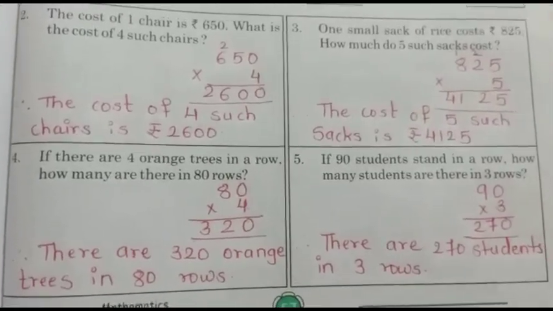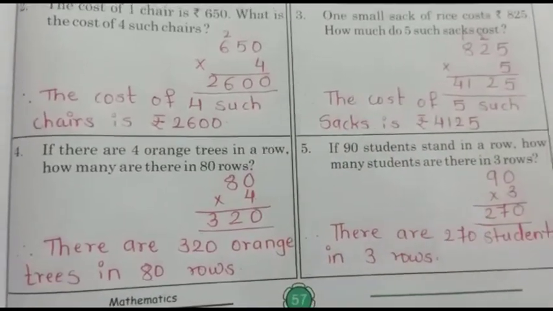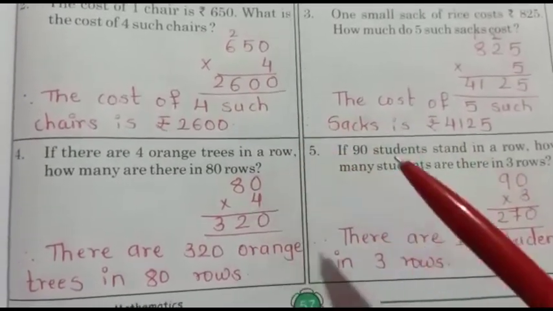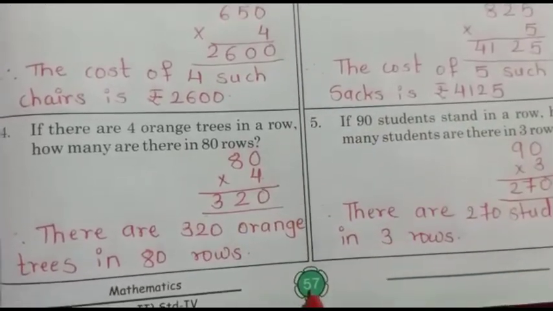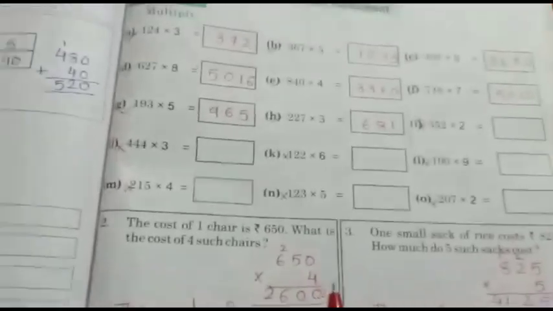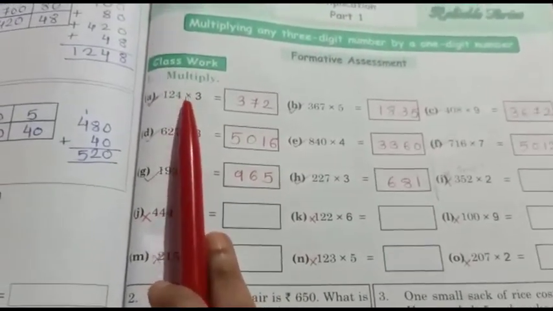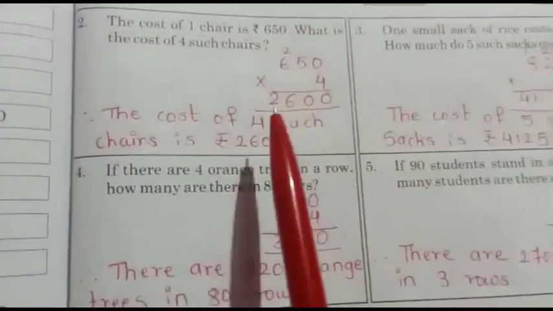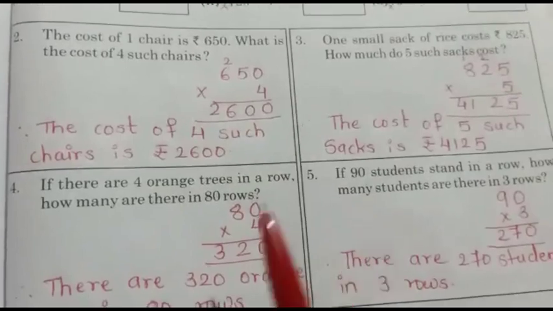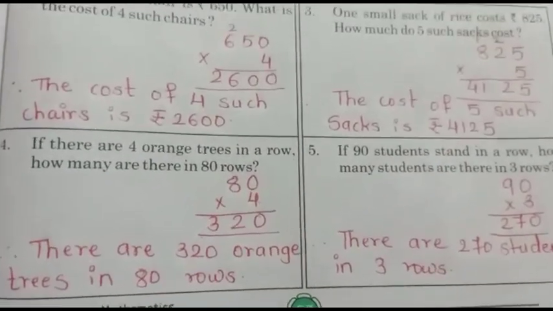So students, in this way I have solved these word problem sums, and you have to solve these word problem sums in your combined book as well. It is on page number 57. You have to complete question number 1, multiply A to H, and then you have to complete these word problems on page number 57. So this is your homework for today.